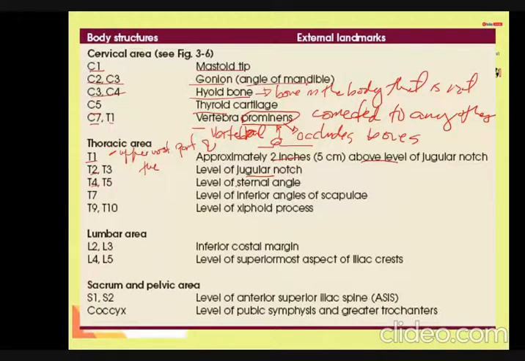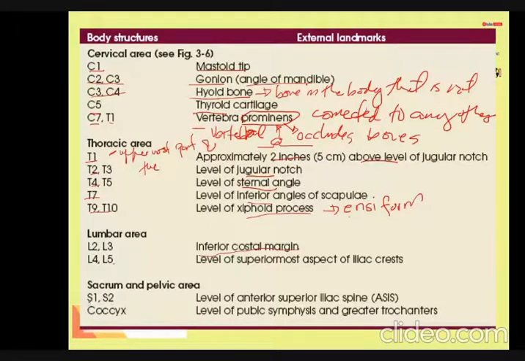T4 and T5, sternal angle. Then T7 is the inferior angle of scapulae. Scapulae or scapula. Scapulae is singular, scapula is plural. T9 and T10, the level of the xiphoid process. The other term for a xiphoid process is the ensiform. For the lumbar area, L2 to L3 is your inferior costal margin. L4 and L5, the level of the superiormost aspect of the iliac crest.